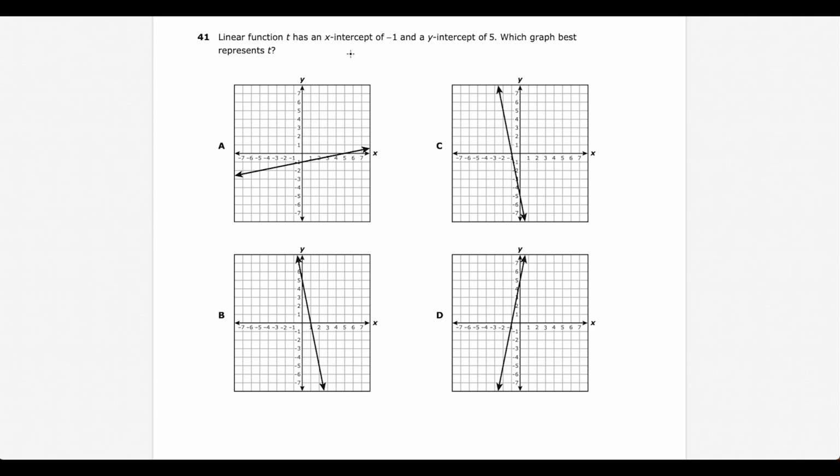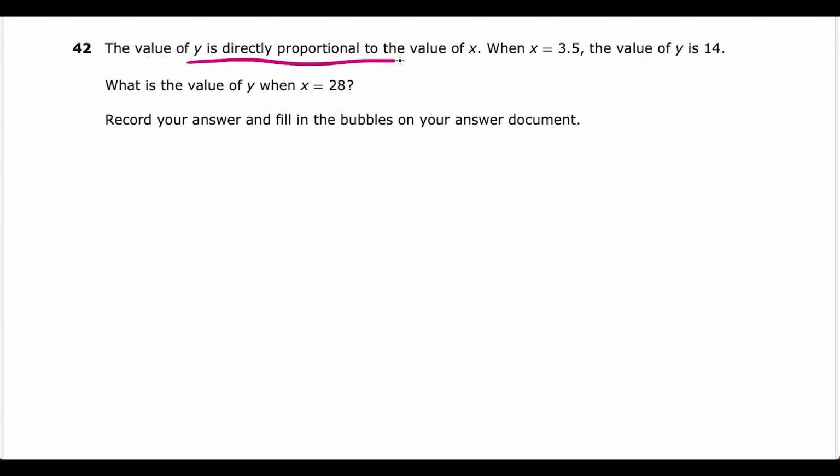Question 41, we have a linear function that has an x-intercept of -1 and a y-intercept of 5. Which graph best represents this line? So I'm looking here at an x-intercept of -1. Choice A is not hitting the x-axis here as we wanted to, so this one is out. Choice B is not hitting the x-axis here, so this one is also out. Choice C is definitely hitting the x-axis at -1, and let's see, does it hit the y-axis at 5? It does not. It misses this point, so C is out. So this has to be the answer, but let's see here. At x equals -1, we have our x-intercept, and at y equals 5, we have our y-intercept, so this one definitely fits the description.